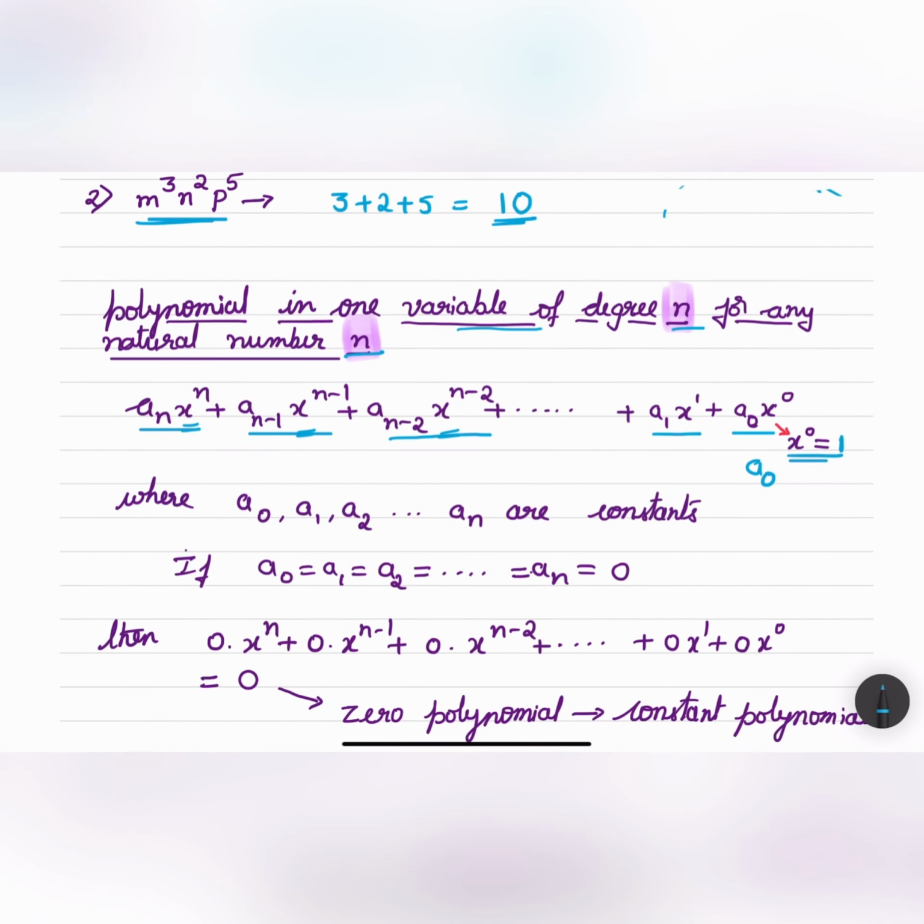And this a0, a1, a2, etc., up to an are the constants. They are constants like 1, 2, 3, it can be any value. Now, if a0, a1, a2, etc., an, all these are equal to 0, like an, an minus 1, an minus 2, all these are equal to 0.